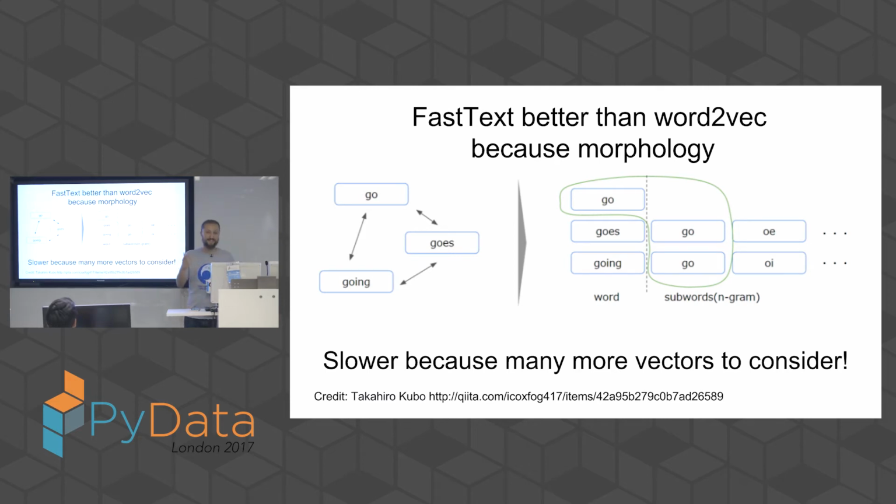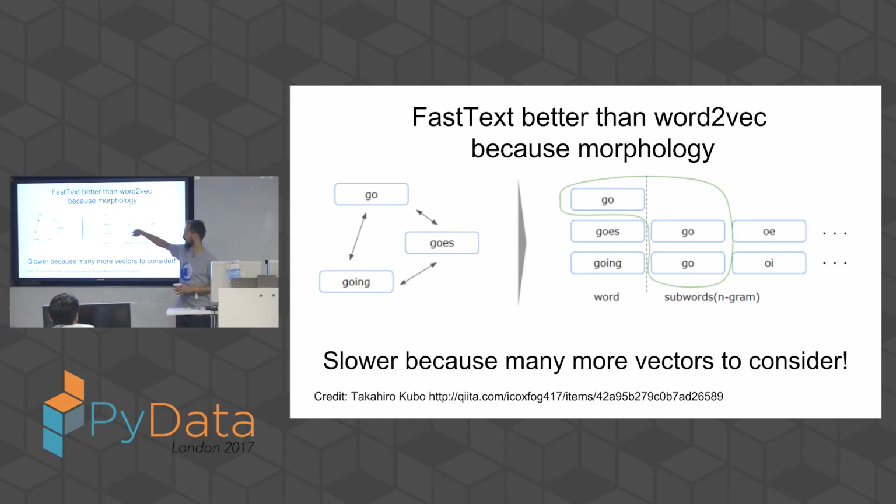Cool. So fastText is better than word2vec because you have morphology. Because you don't have one vector for a word. You have many vectors for a word, for many different parts of the word. And all these words will be related. Go will be related to goes, and going will be related to go, because they have this subword go that they all share. Yeah, it shows how they all share it, and this is colored in green.